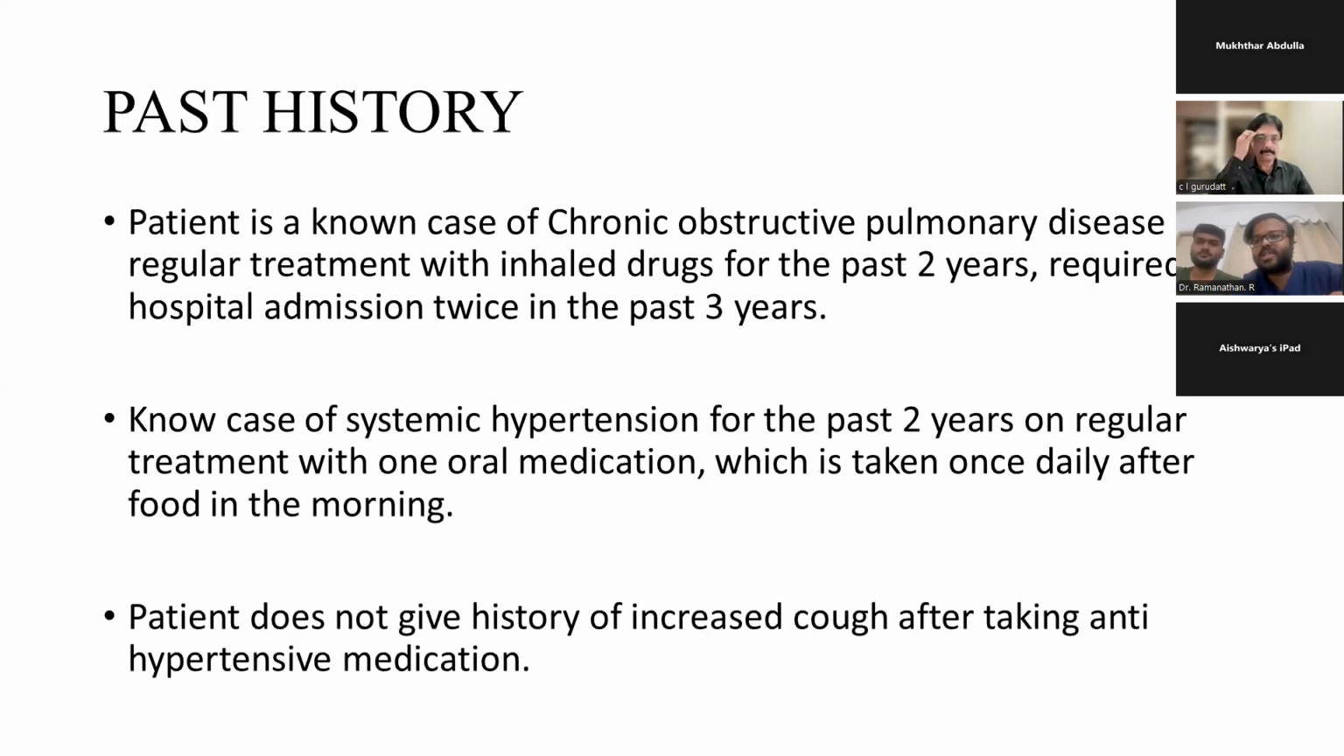Past history: patient is a known case of COPD on regular treatment with inhaled drugs for the past 2 years and required hospital admission twice in the past year. Known case of systemic hypertension for the past 2 years on regular medication with 1 oral medication, which he is taking once daily after food in the morning. Patient does not give history of increased cough after taking the antihypertensive medication.